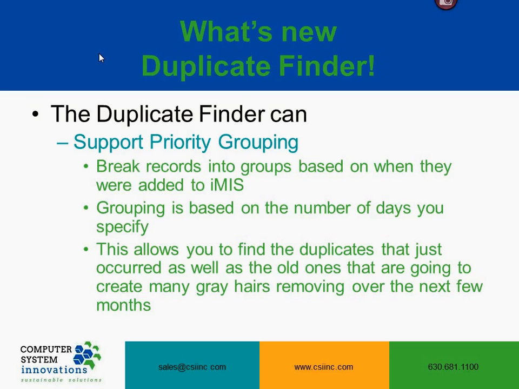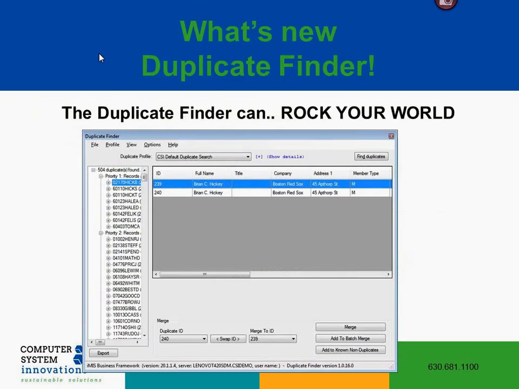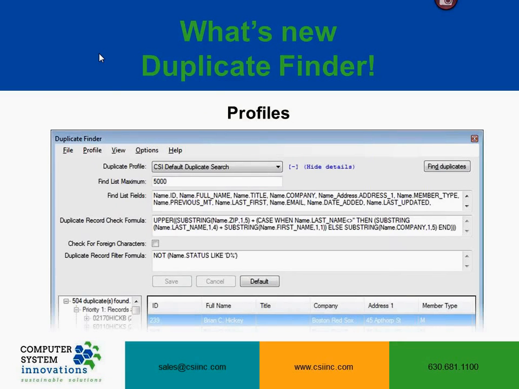So if you just ran Dupe Finder and you didn't have priority grouping on, it might find 1,000 dupes in your database. Nothing would sound more appealing to me than being tasked with figuring out which record to keep of 1,000 records. Priority grouping allows you to prioritize which records should be merged sooner rather than later. And normally those are the dupes that have just been created. The dupes that have been out there forever, they've been out there forever. You need to get to them, but it doesn't have to be today. In short, it can rock your world.